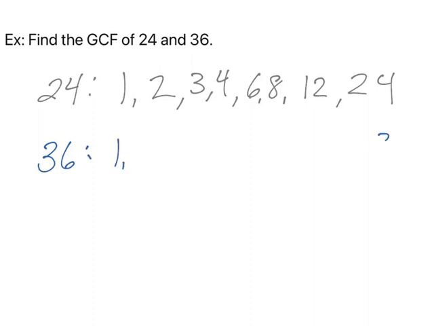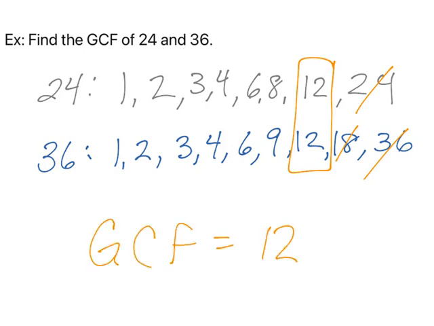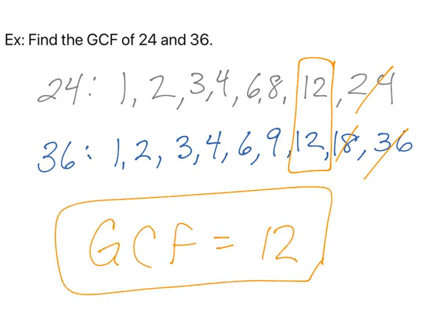I have 1 and 36. 36 is even. So I have 2 and 18. I have 3 and 12. I have 4 and 9. And then I have 6 times 6. Man, there was a lot of them for 36. Okay, so we go through. It's not 24, 36, 8, 12. Notice how I start at the right-hand side because I'm looking for the greatest. I want the biggest number. So my GCF for 24 and 36 is 12.